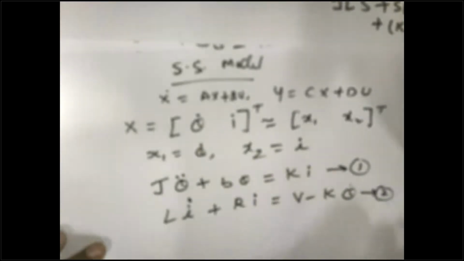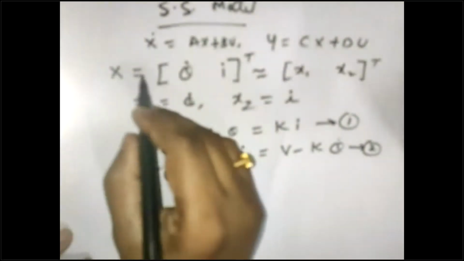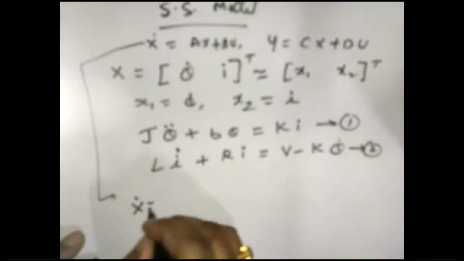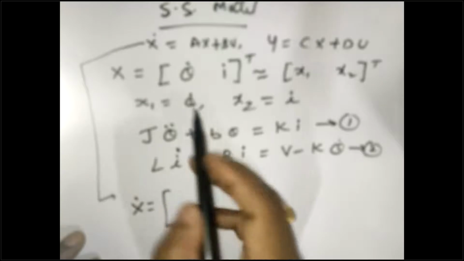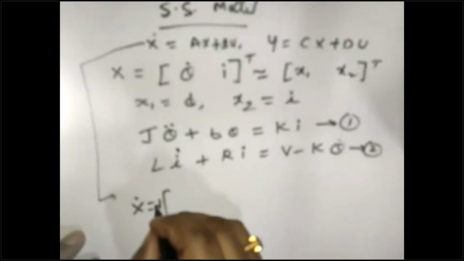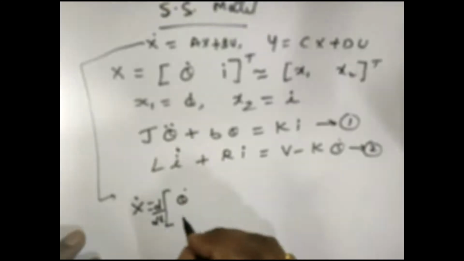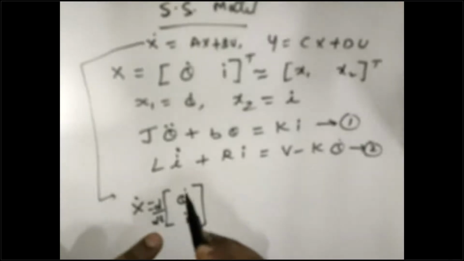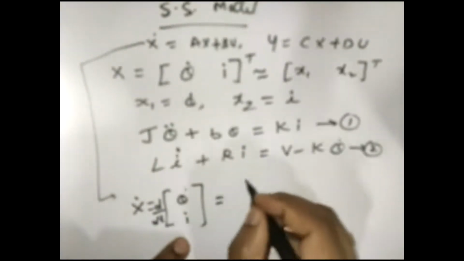All of you, see this step is very important. If you are aware till this point, what I want is in this particular form, x dot equals. What is that x dot? My x is theta dot and current, so x dot is d by dt of theta dot and current. So this will become theta double dot and i dot. So what is going to happen here?